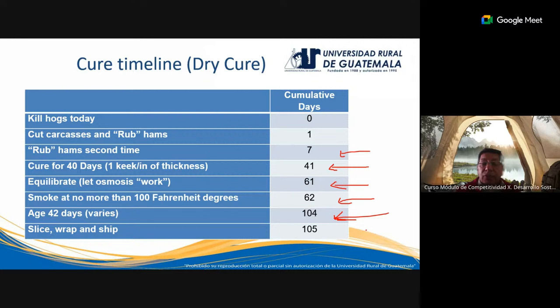And we will get to 104 days. And then the ham will be sliced, wrapped, and shipped. And it will take 105 days. So it means that a group of ham will take like 3 months and a half to be ready for the market. So it's a long time.